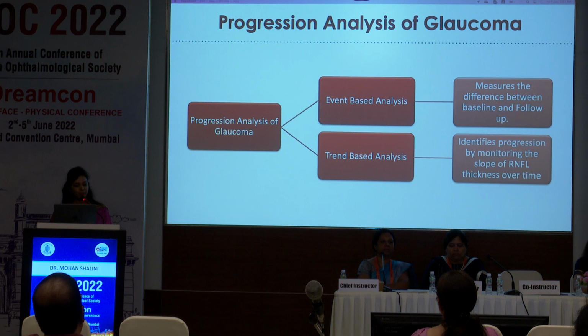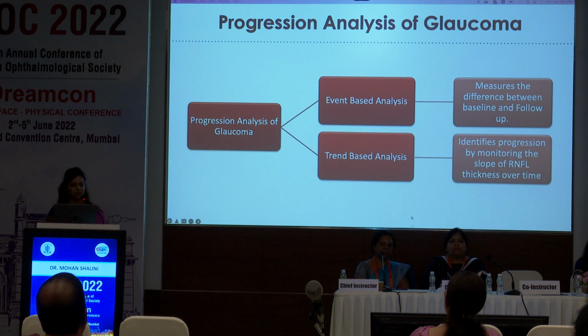So similar to perimetry, the progression analysis of glaucoma in these newer devices is also event-based and trend-based. Event-based when we find a certain event on follow-up, and trend-based is the linear regression analysis, which can tell us the exact rate in these patients.